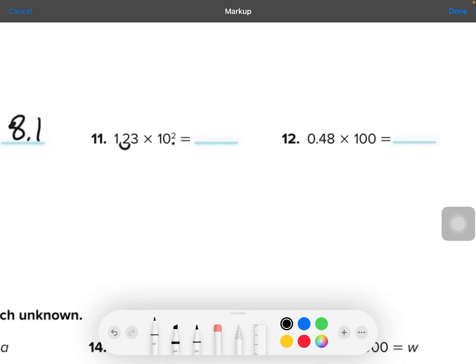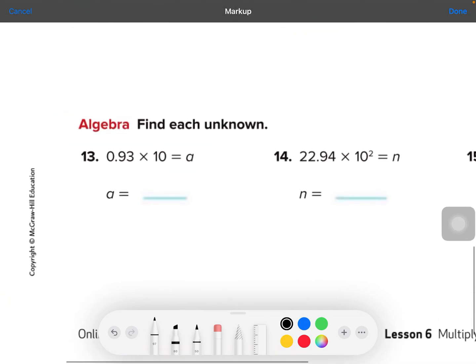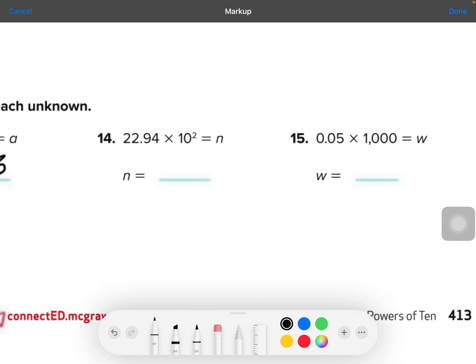Number 11, there's 2 powers of 10, 2 spots. 1, 2, 3, or 123. And number 12, there's 2 powers of 10, 2 zeros, 2 places it's going to go over. 1, 2. So 48 is our answer for 12. Okay, finding the unknown. Same routine we've done the whole chapter. Being times by 1 power of 10, going to move 1 spot. 9.3.